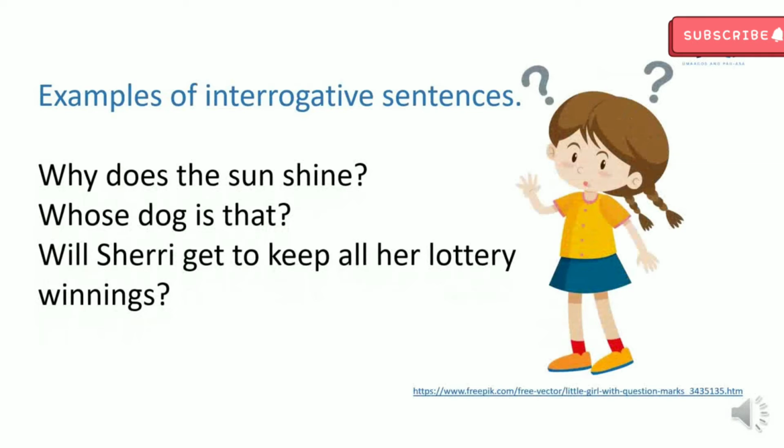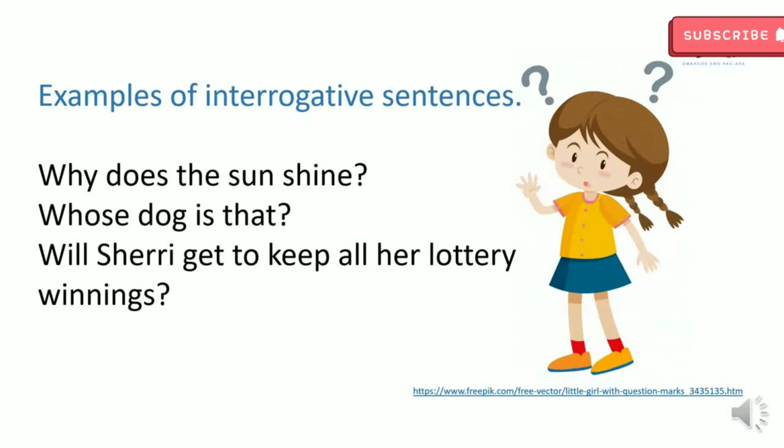Many interrogative sentences start with question words like how or why, but others are yes/no questions that begin with the verb instead of a noun. It is important to remember that interrogative sentences still require a noun and a verb to be complete. We use a question mark when we are writing an interrogative sentence.